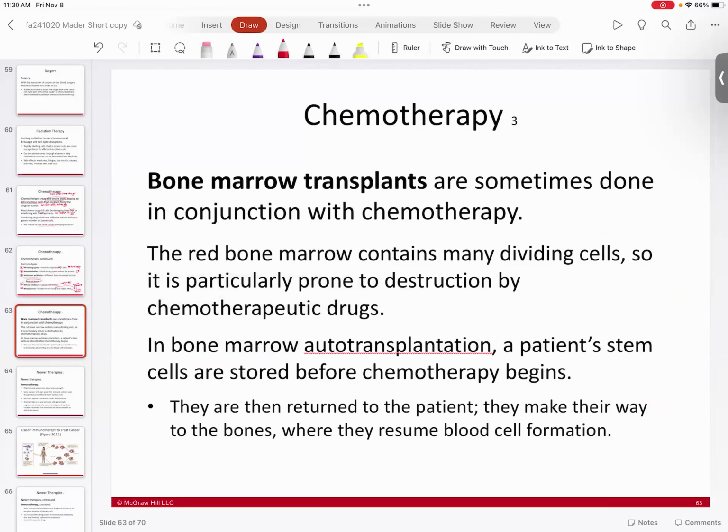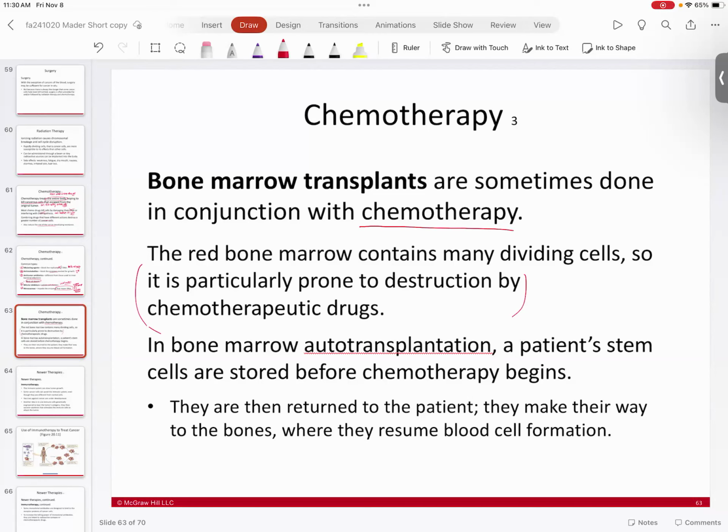And so oftentimes, you can also do what's called bone marrow transplants. These will oftentimes be used in chemotherapy as well. So the red bone marrow, remember, is making a lot of dividing cells, a lot of your white blood cells, your red blood cells. So these are areas that are particularly susceptible to chemotherapeutic drugs because they are actively dividing. And so if you're not careful, you can create a very strong anemia type of a situation, which could kill you.